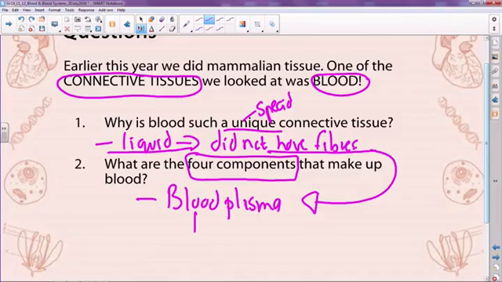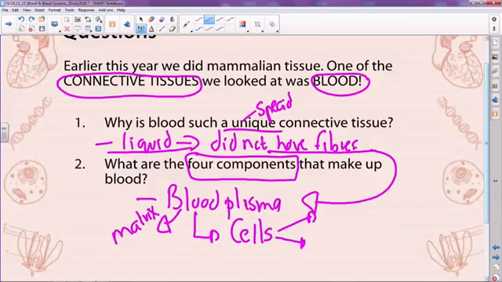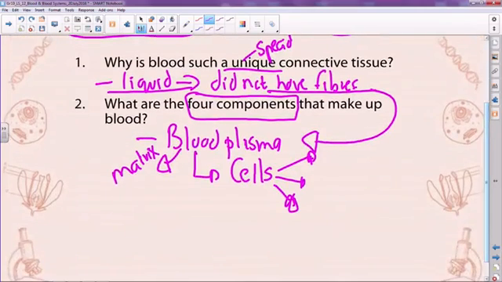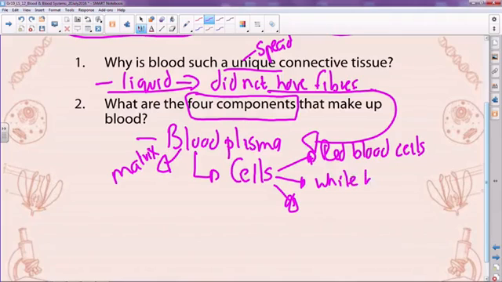and then in the blood plasma, what did we find? We found cells. Remember, blood plasma basically was my matrix, and then we had the cells, and we had 3 different kinds of cells. There are a few names for them. You must remember both their common name and their biological name. We found red blood cells. We found white blood cells. And we found blood platelets.